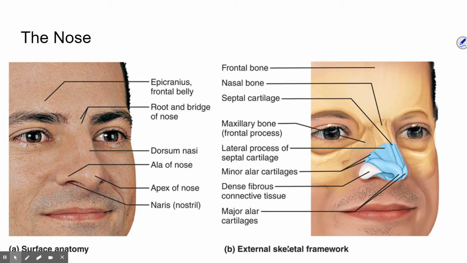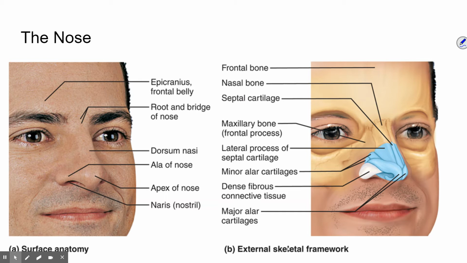So looking at some of the anatomy of the respiratory system, first we'll look at the upper respiratory system, which involves the nose and the paranasal sinuses and a few other parts that we'll look at.